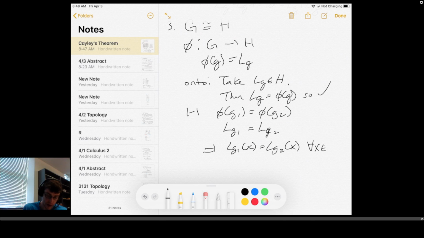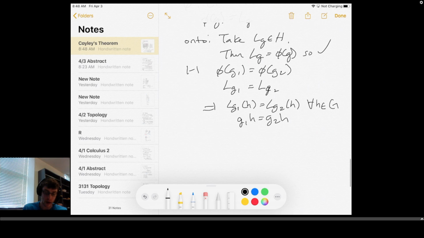Actually, I've been using H, so I don't know why I switched suddenly. L_{G1} of H equals L_{G2} of H for all H in G. Well, that just means that G1H equals G2H. And then we can right cancel. So G1 must be G2. And so we had that phi of them being equal implies that they are equal, so we are one-to-one.